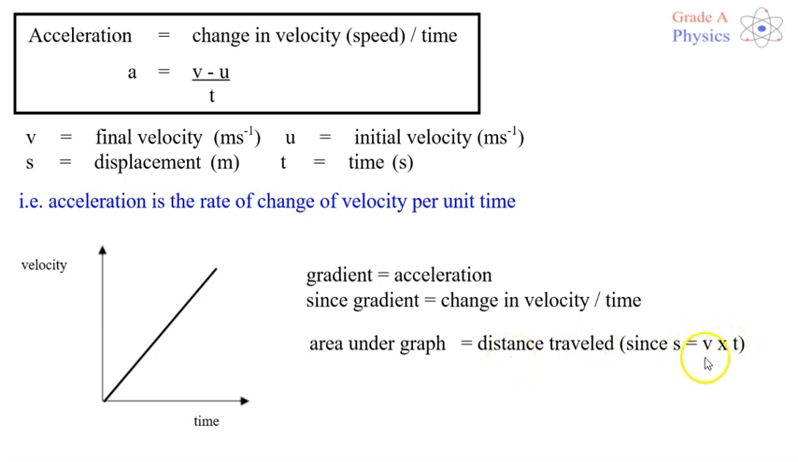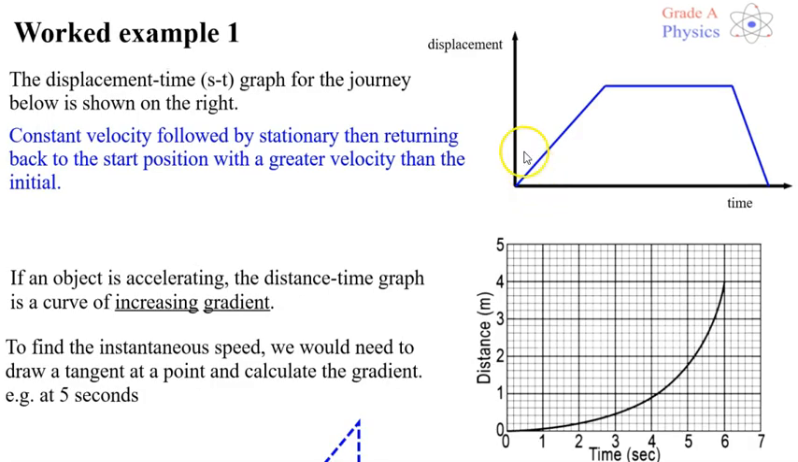And the reason why is because of our previous formula, s is equal to v times t. So working out the area of this shape, I have to multiply velocity and time together, which will give me the displacement. Okay, let's look at a few worked examples.